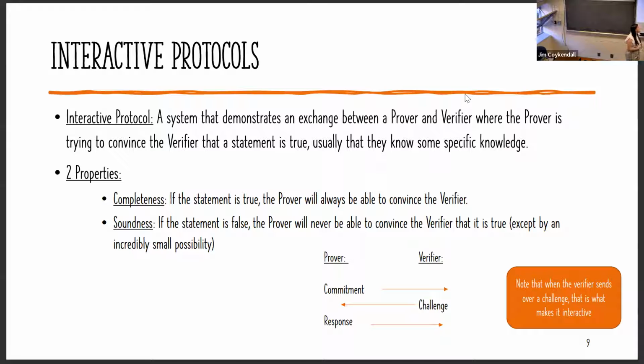Here's a little diagram of an interactive protocol. You have two parties, your prover and your verifier. The prover creates a commitment to their statement and sends that to the verifier. The verifier doesn't believe them, so they send over a challenge. Then the prover does a little math manipulation and sends over a response. What makes this an interactive protocol is the verifier sending over that challenge. The verifier is actively choosing something to be the challenge. You can make this non-interactive by using a random generator and a hash function to produce the challenge.